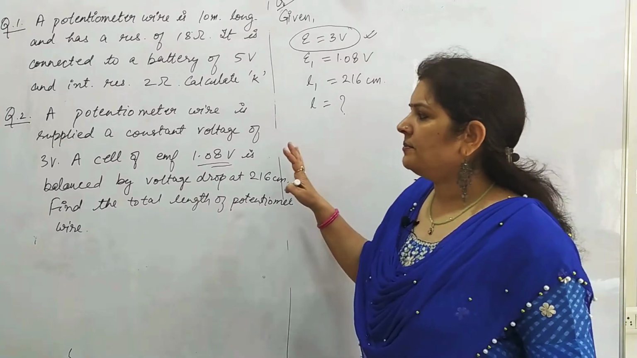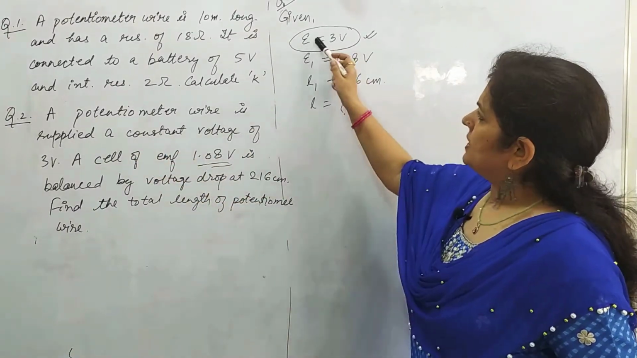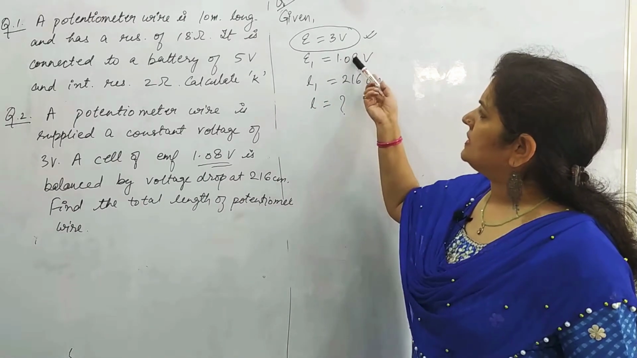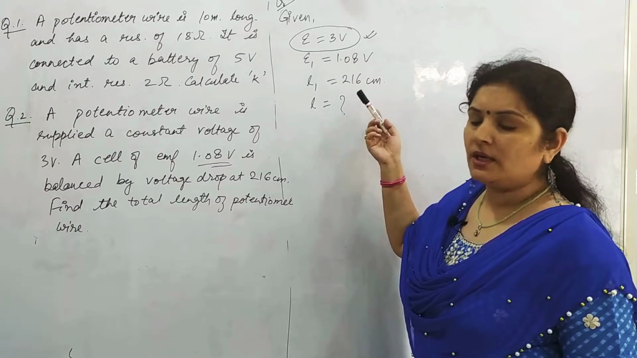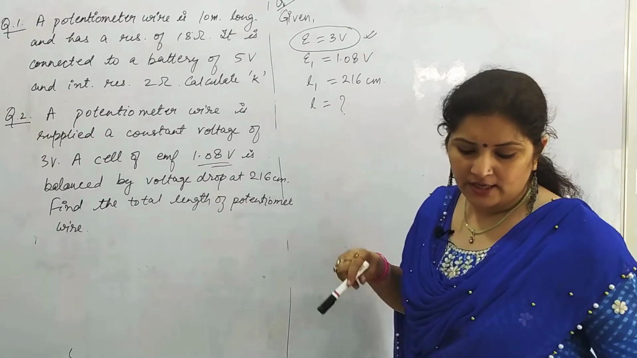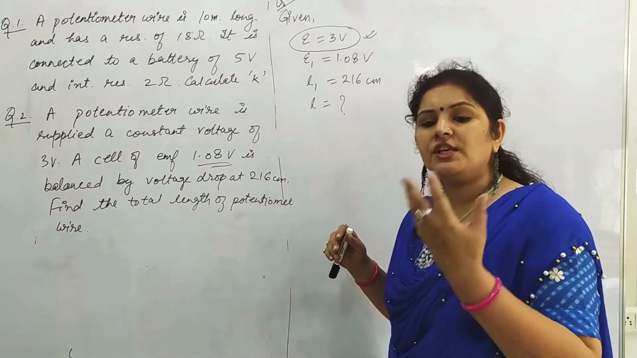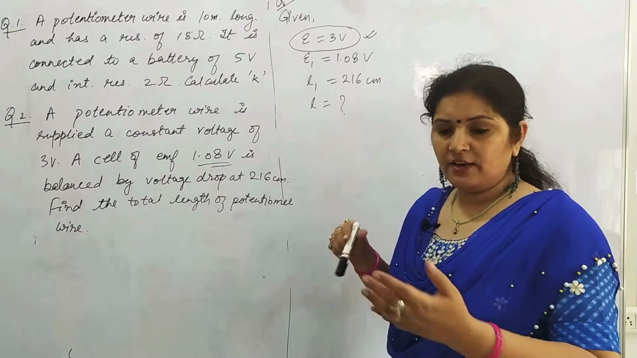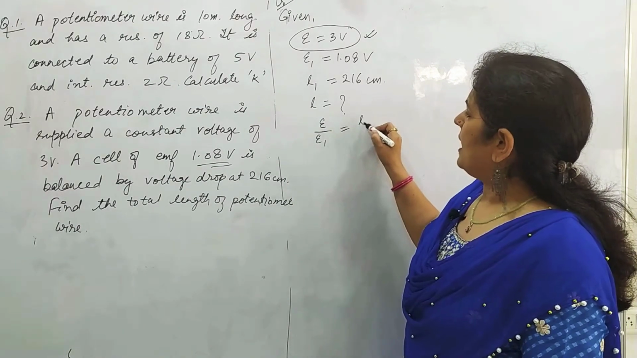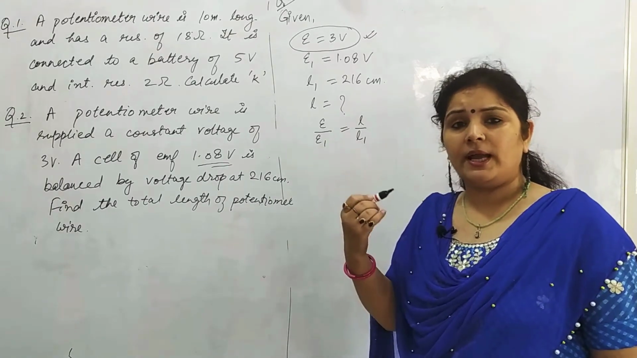We have not added two cells E1, E2; we have taken a source cell whose EMF is given, and one cell whose balancing length is 216 centimeter, and the whole length of the potentiometer wire is asked. Whenever we are connecting the source cell and the cell whose EMF is to be found, then we can always apply E upon E1 is equal to L upon L1, the way we do E1 by E2 is equal to L1 by L2.